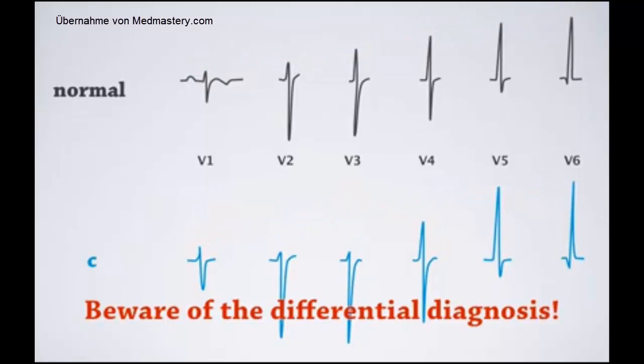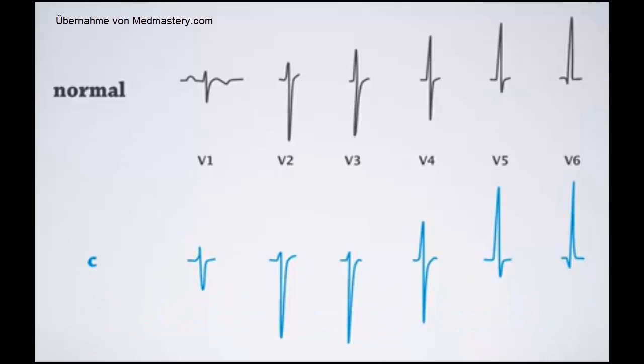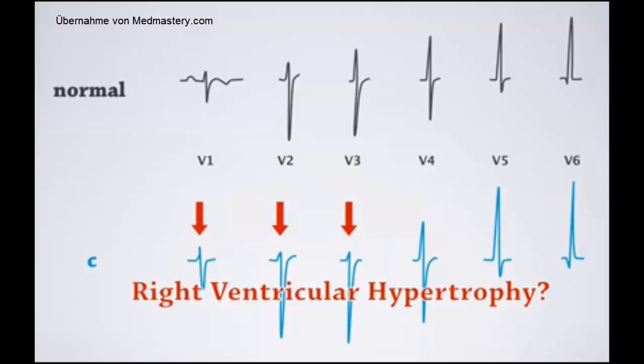However, in this setting, there's one very important differential diagnosis that you need to be able to exclude before you can be certain that it's truly anteroseptal myocardial infarction. We've already learned about one important disease where there's a tall R in V1 that diminishes in size in V2 and V3. Can you remember what disease that was? That was right ventricular hypertrophy.